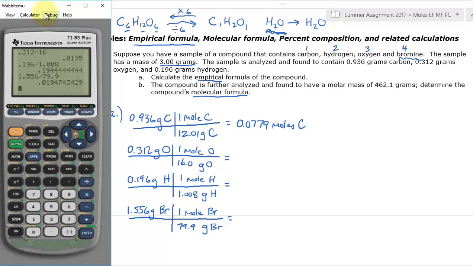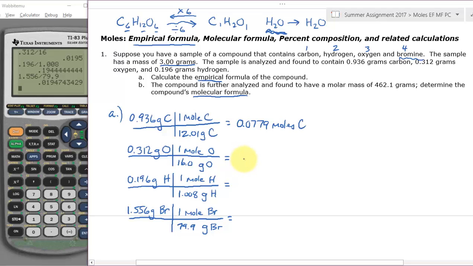And again, you can follow along with these and just write the answers down. I trust you guys could punch these in comfortably. So 0.195 moles for the first one was my oxygen. For hydrogen, I had 0.194 moles of hydrogen. And for bromine, it was 0.019. I'm going to round it off to 5 moles of bromine. So I've got my 4 answers here.